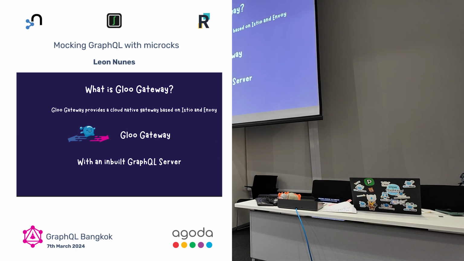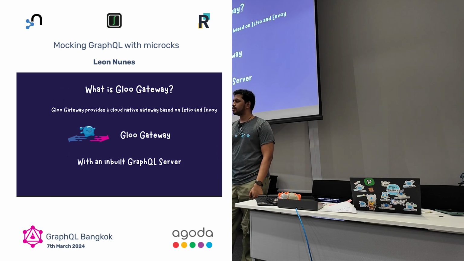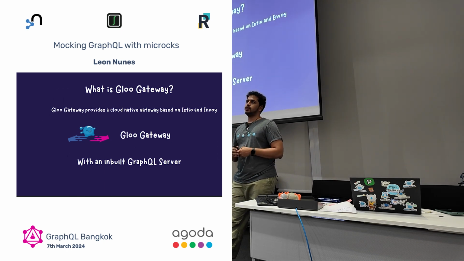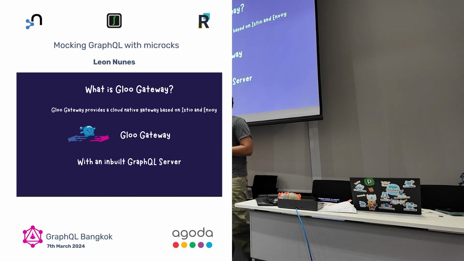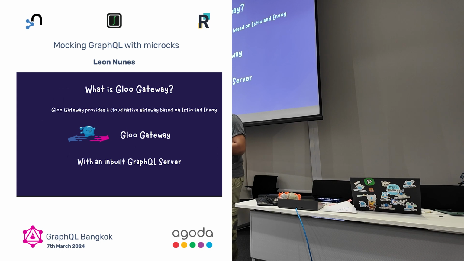About Gloo Gateway, it's a cloud native gateway. We build and run on Kubernetes, and anywhere that Kubernetes runs, the product runs. It's also not just a GraphQL server. Since we are built over Istio, we can do things like multi-cluster routing, rate limiting, external authentication, and all these things, without having to have multiple servers for this.